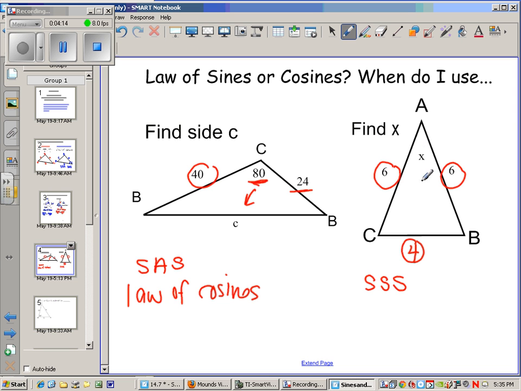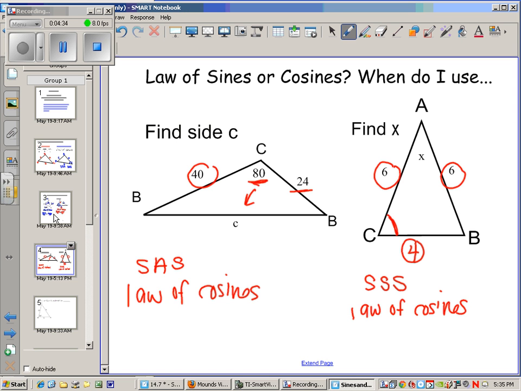And we're trying to find the opposite angle. Now, if I were to try to set this up for law of sines, I would have side C over 6 is the sine of x over 4. I have too many variables to solve for, so I need to use the law of cosines.